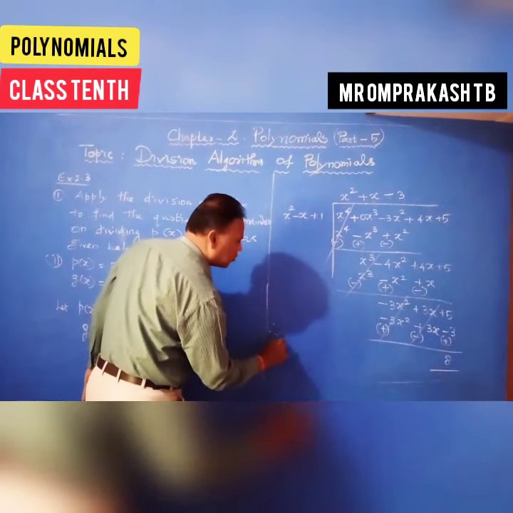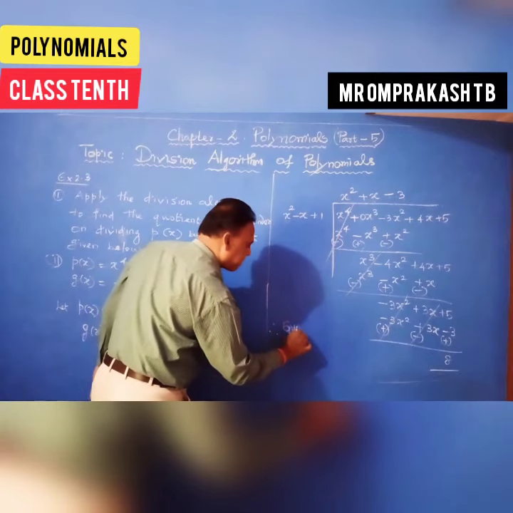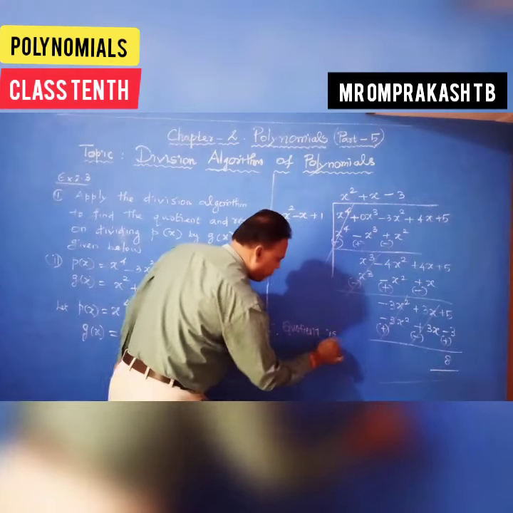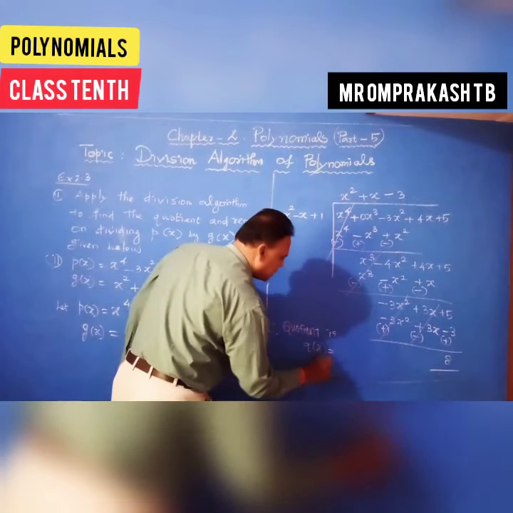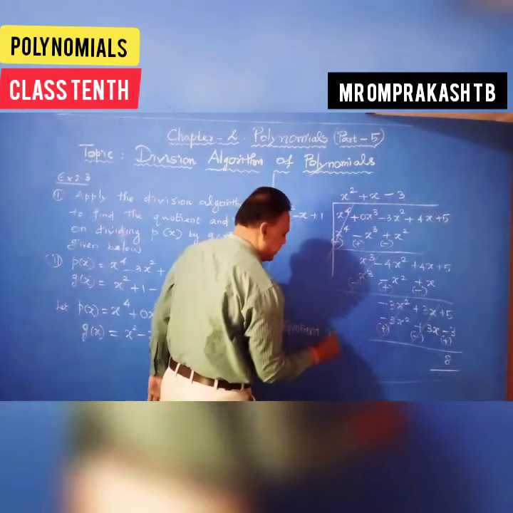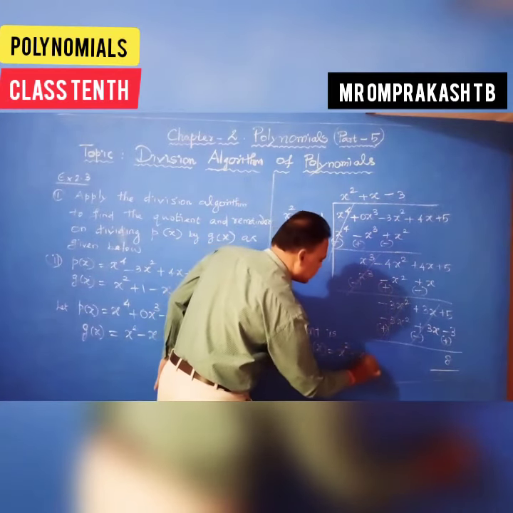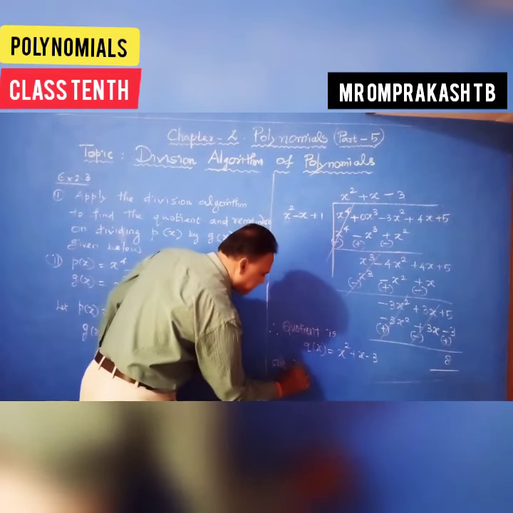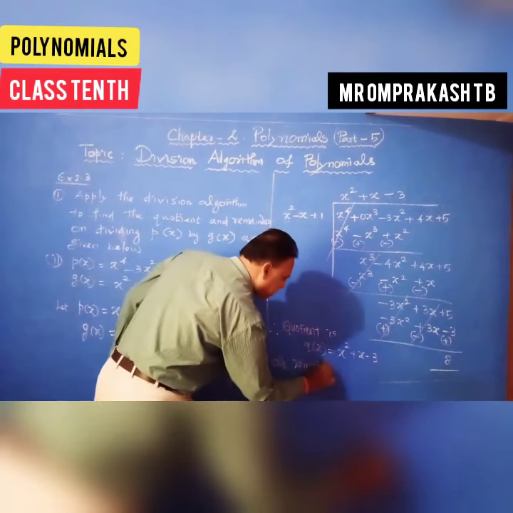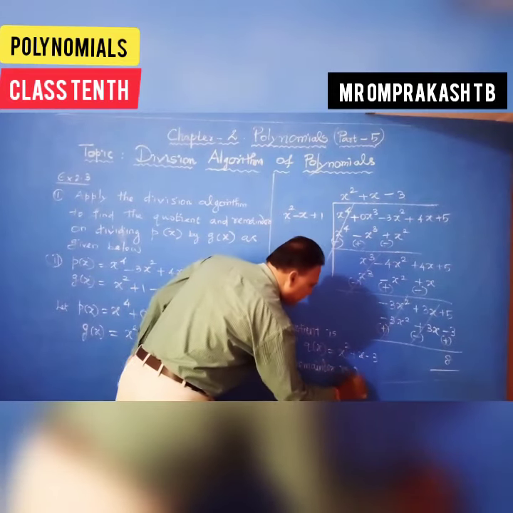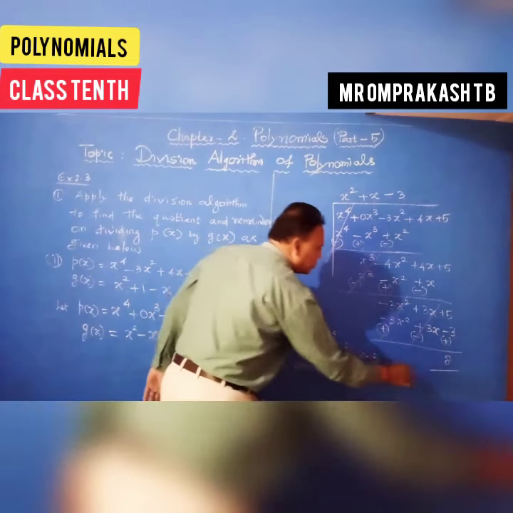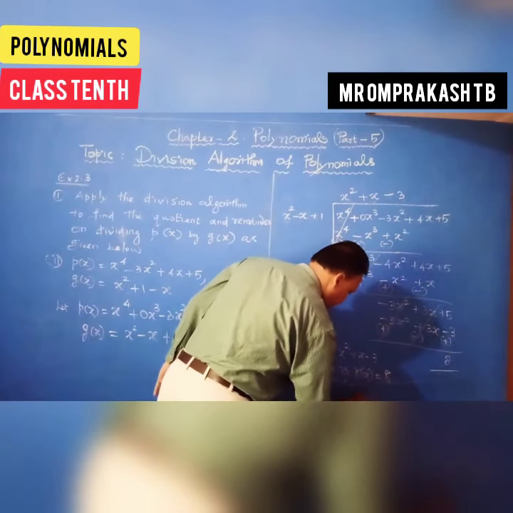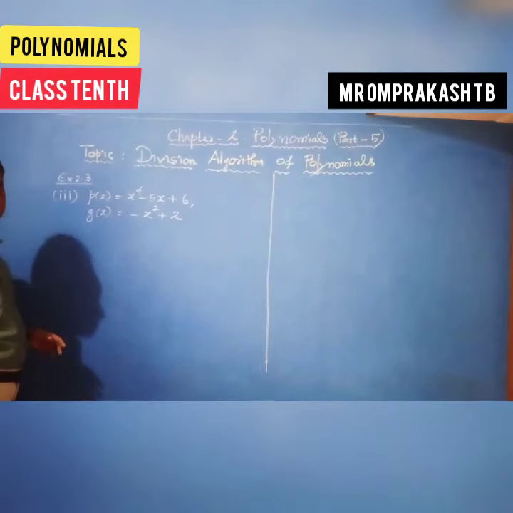Therefore the quotient is, cube of x. Which one is cube of x? This is the quotient: x squared plus x minus 3. And the remainder is r of x equal to 8. R of x equal to 8. That's all.